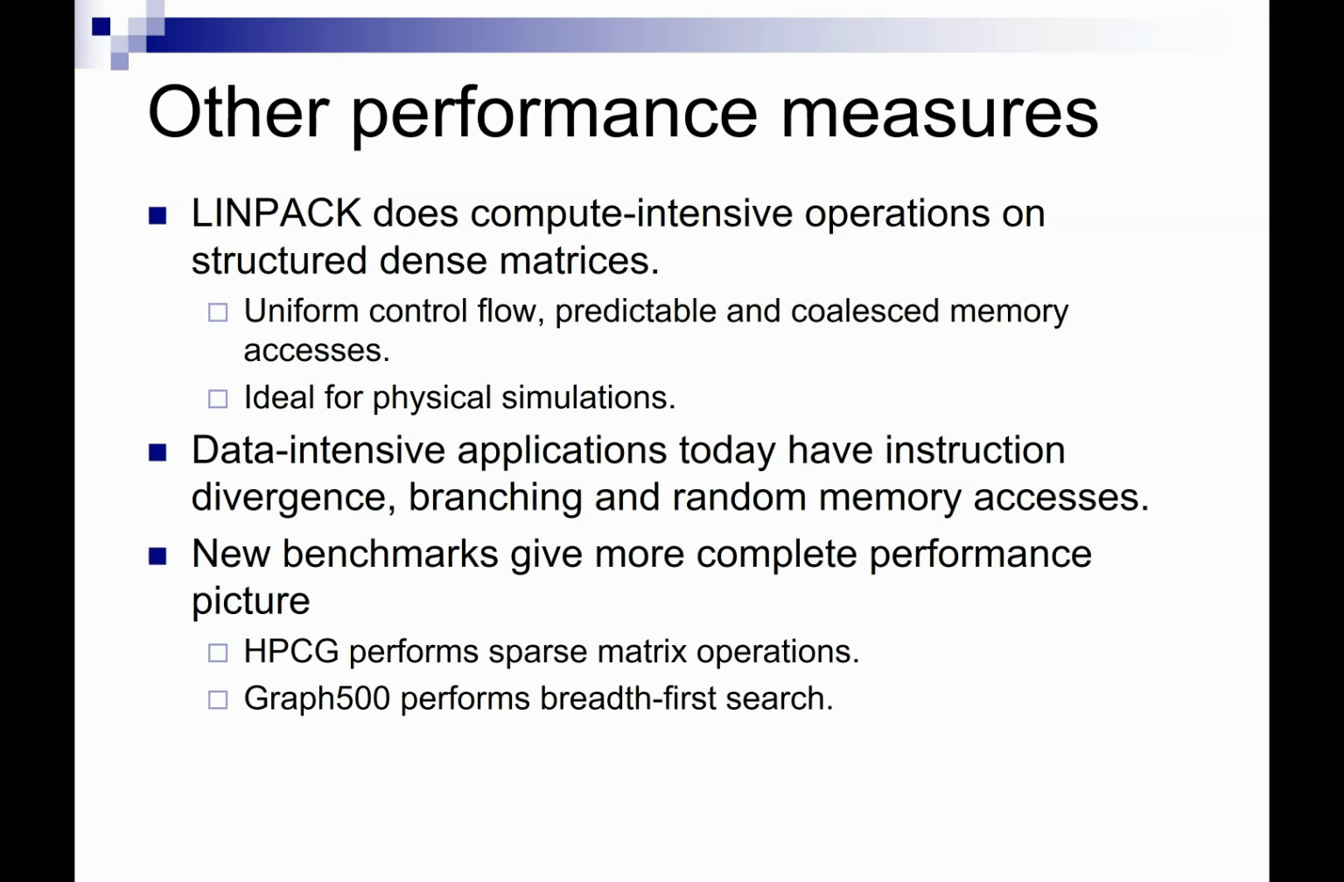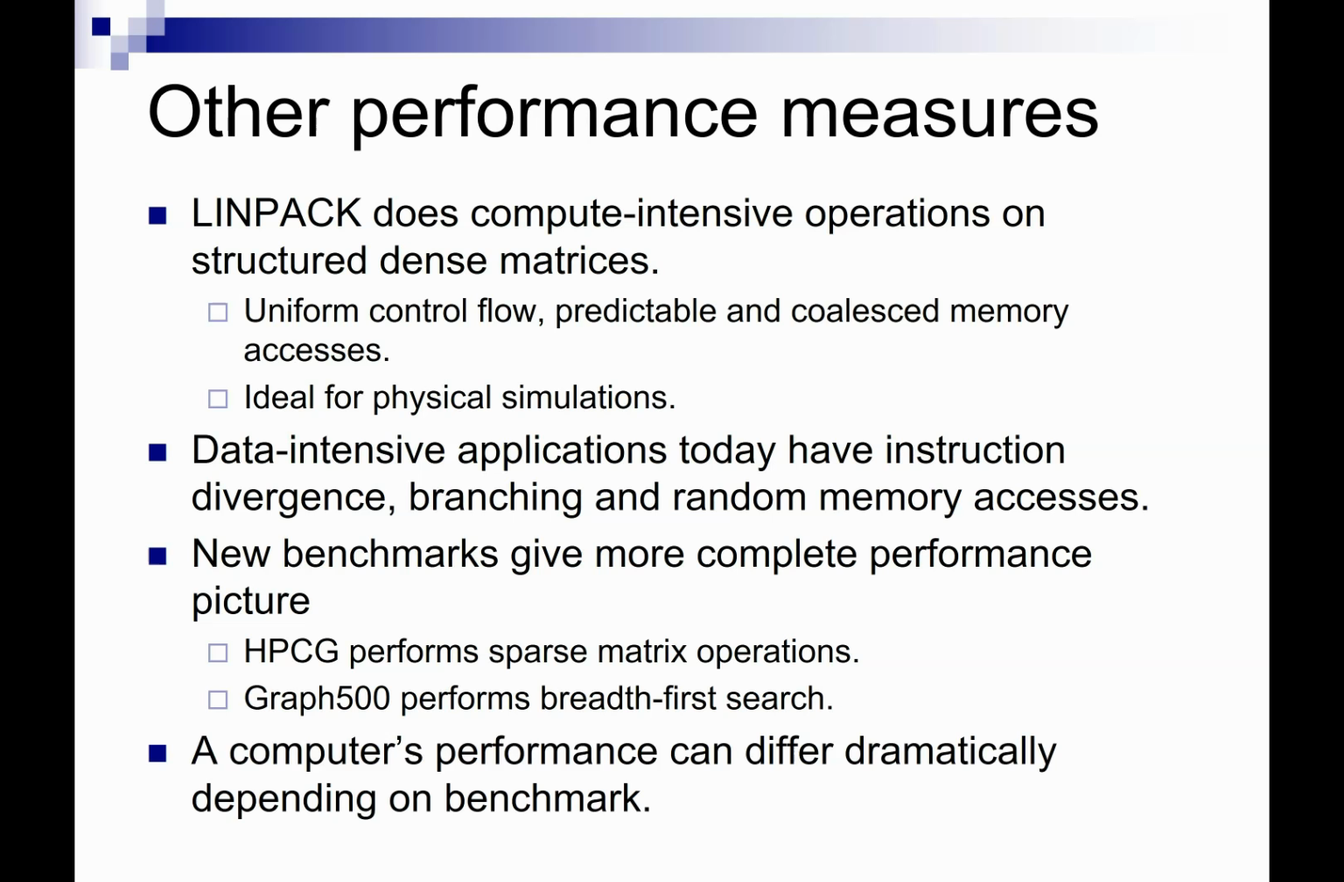For example, one benchmark is called HPCG, the high performance conjugate gradient. And here, instead of measuring performance on dense matrices, we measure performance on sparse matrices, which have much more irregular memory access patterns. There's also a benchmark called the Graph 500 benchmark, which measures performance on a graph problem, which is basically breadth first search. Okay, and what we're going to see is that a computer's performance can actually differ dramatically depending on the benchmark that you're using to measure this computer.